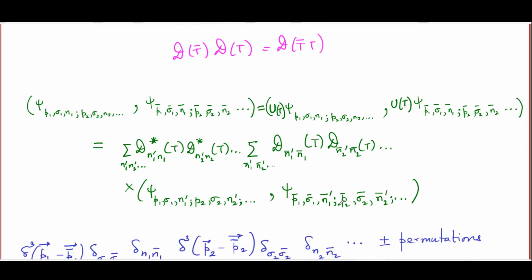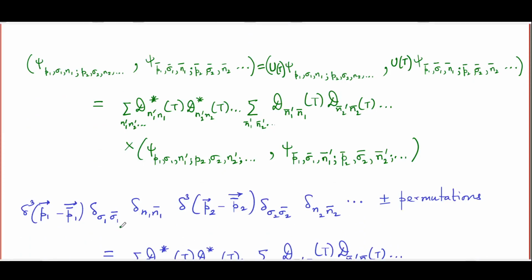Now, we know the inner product for such multiple particle states is basically a product of the individual inner products for single particle states, along with contributions from possible permutations of particle labels. And you have delta cube of p1 vector minus p1 bar vector. These two momenta, at least the three momentum part of these two, have to be the same. Then delta of sigma 1 bar, delta of n1 bar and so on. This is for the left hand side.